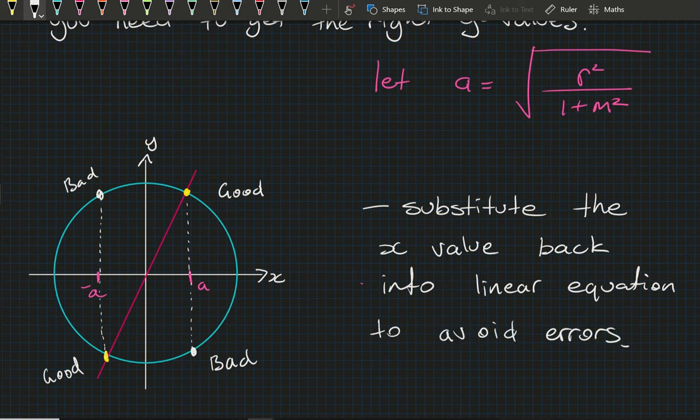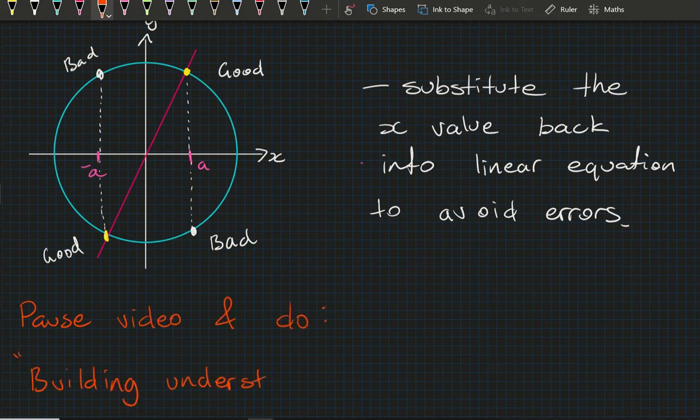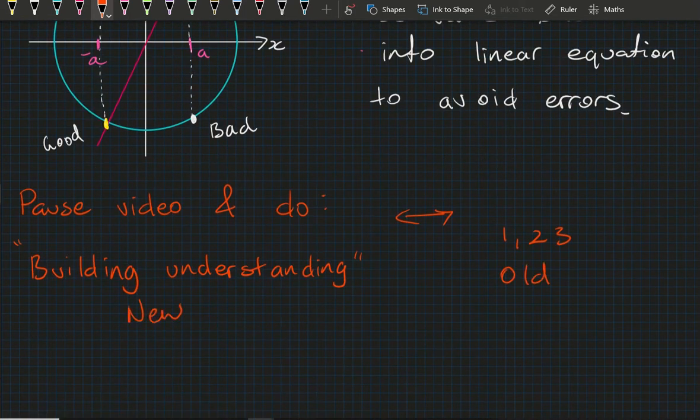Alright, at this point, you really should pause the video and do the building understanding questions, which translate to questions 1, 2, and 3 in the old book, because we are coming up against a new topic here and you should practice the fundamentals before you stretch yourself in the other examples. Alright, I'll see you in that next section.